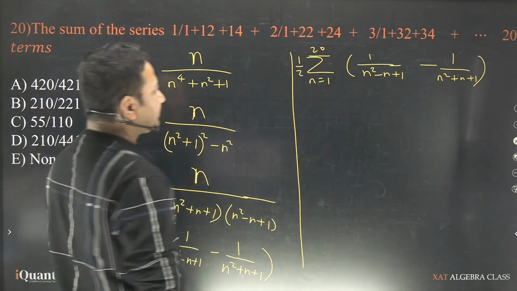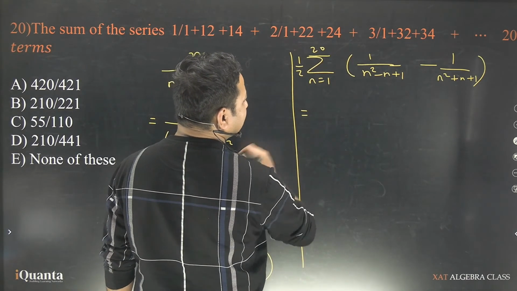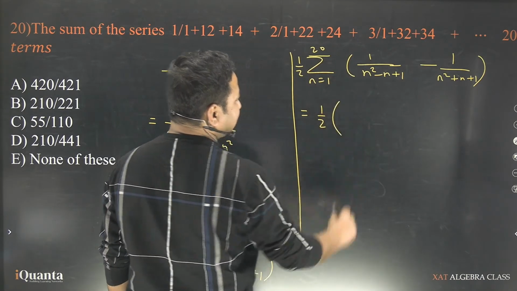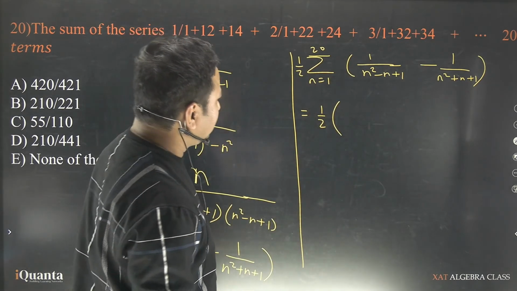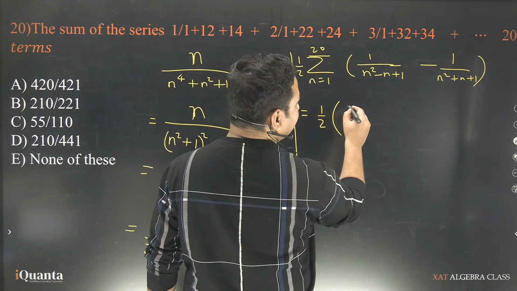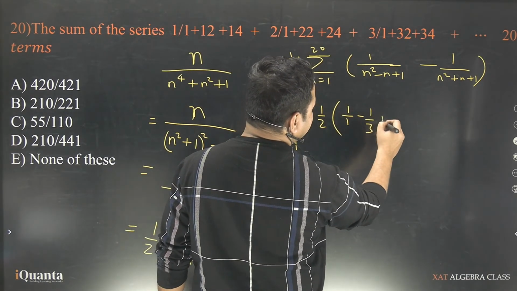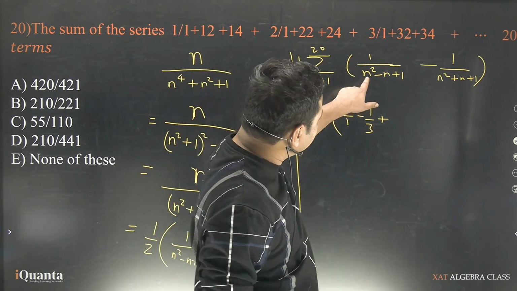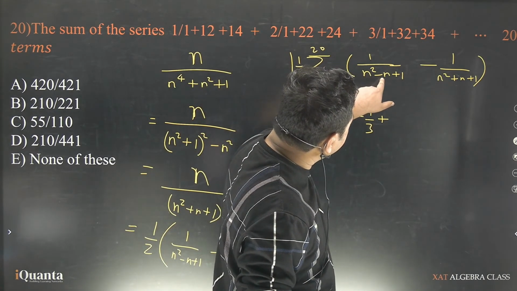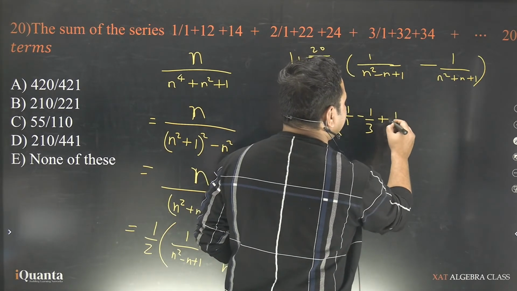Very interesting question this is. Okay, so I am taking 1 by 2 common, and as I put n is equal to 1, what do I get? I'll get 1 by 1 minus 1 by 3. Then I put n as 2. 4 minus 2, 2 plus 1, 3. So I get plus 1 by 3.